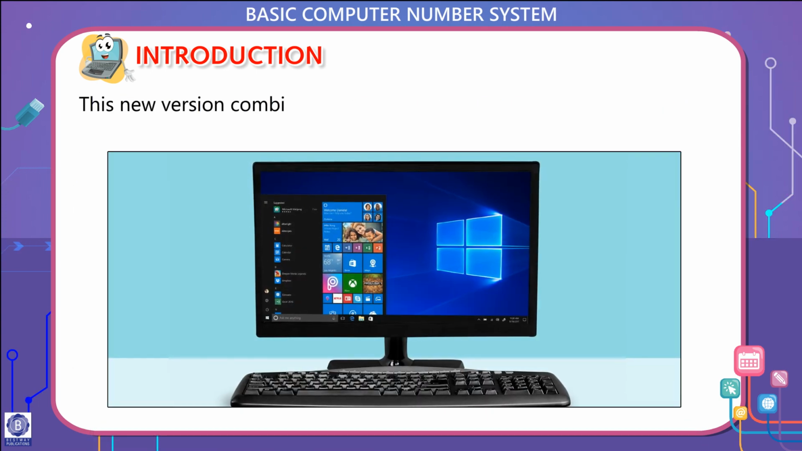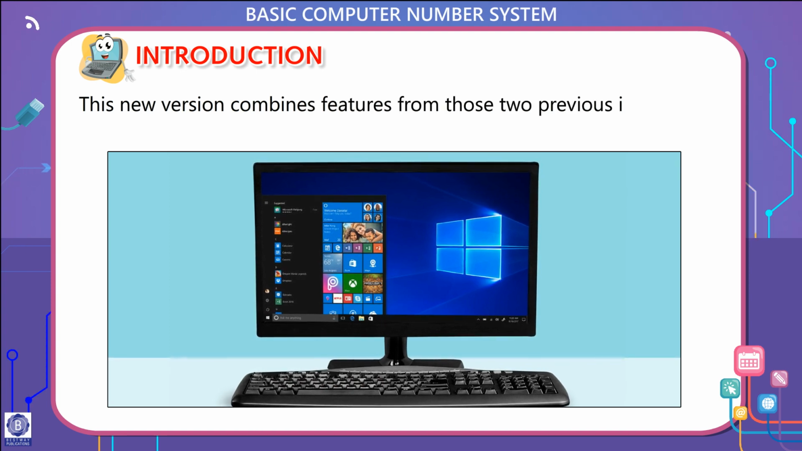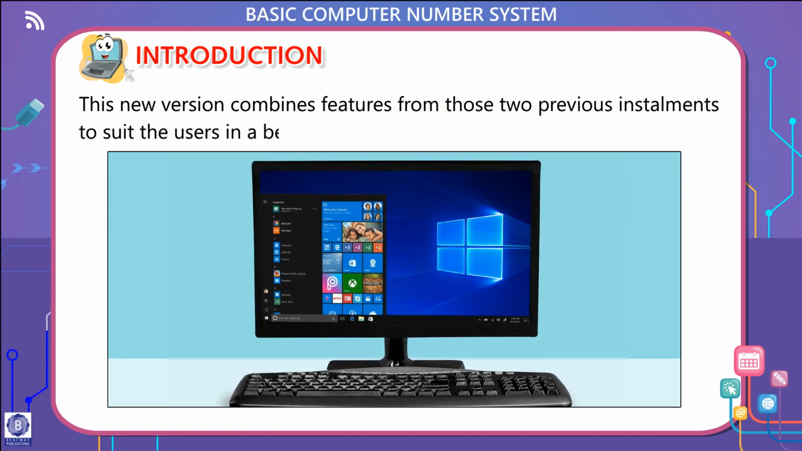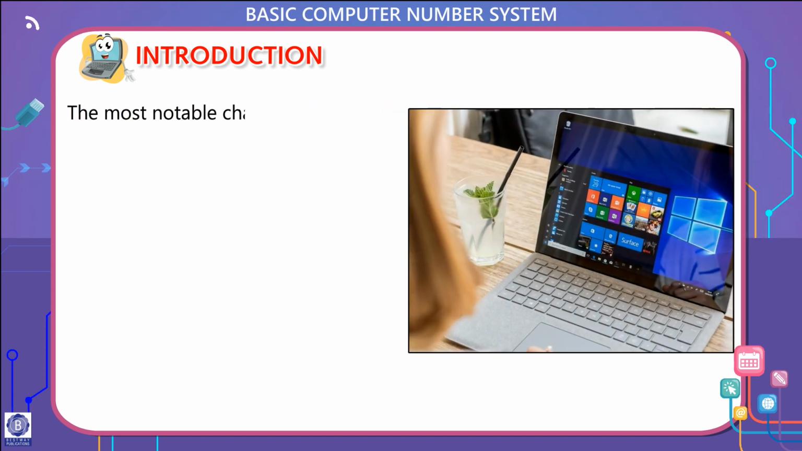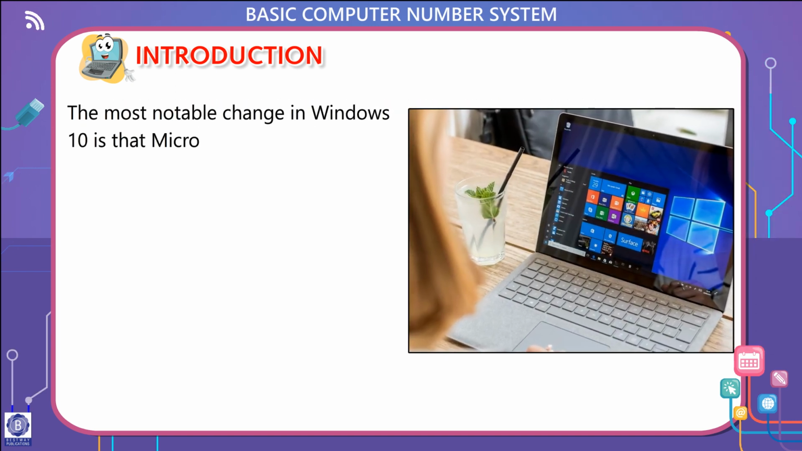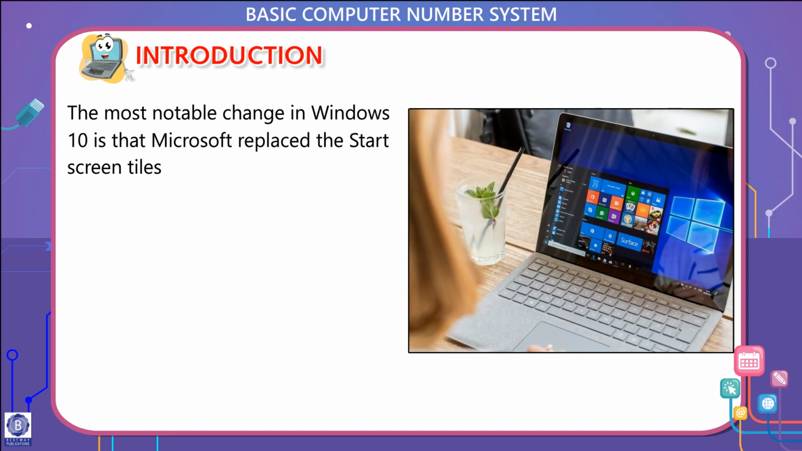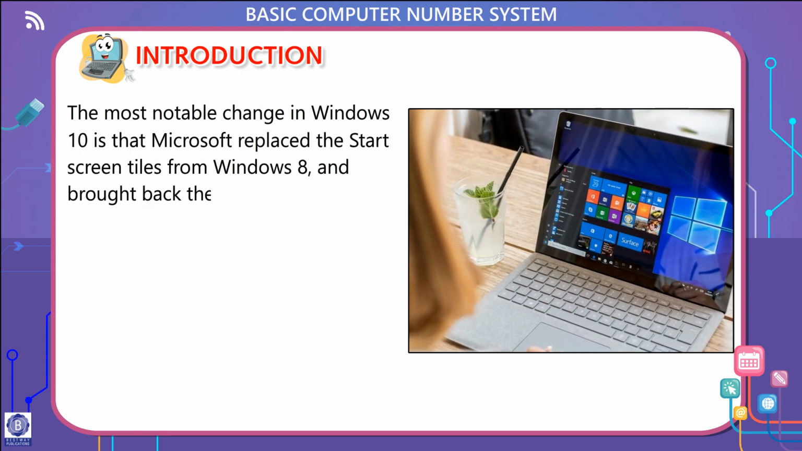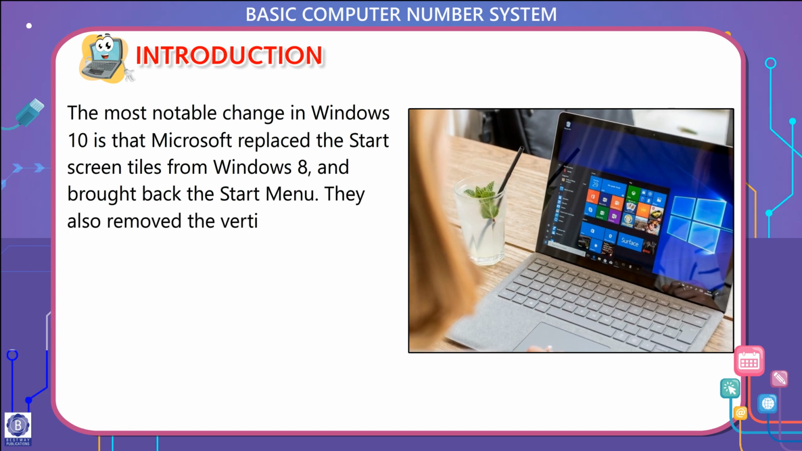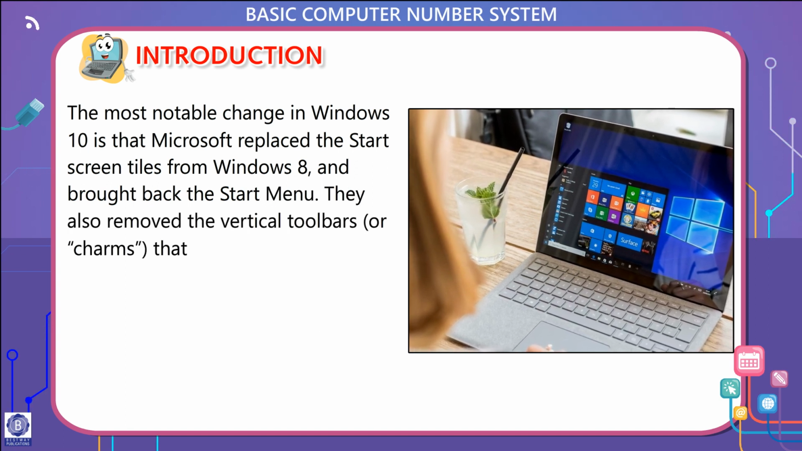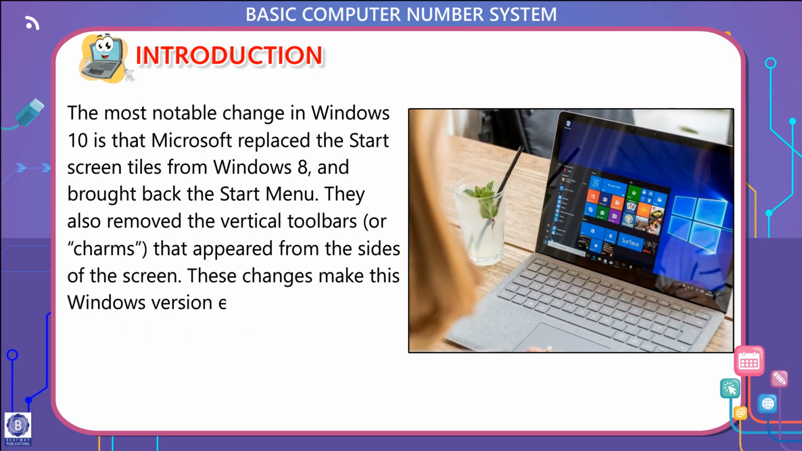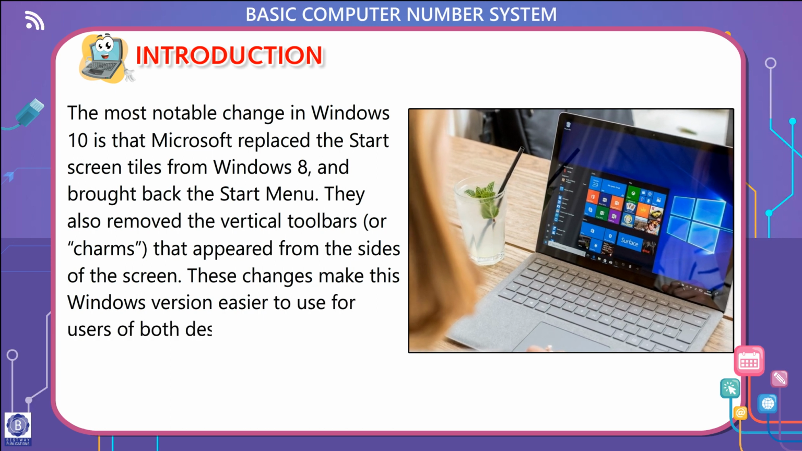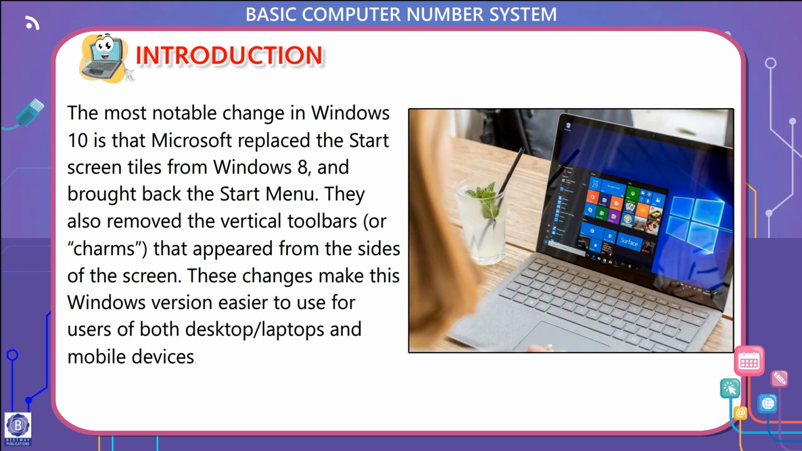This new version combines features from those two previous installments to suit the users in a better way for both desktop, laptop computers as well as mobile devices. The most notable change in Windows 10 is that Microsoft replaced the Start screen tiles from Windows 8 and brought back the Start menu. They also removed the vertical toolbars or charms that appeared from the sides of the screen. These changes make this Windows version easier to use for users of both desktop, laptops, and mobile devices.